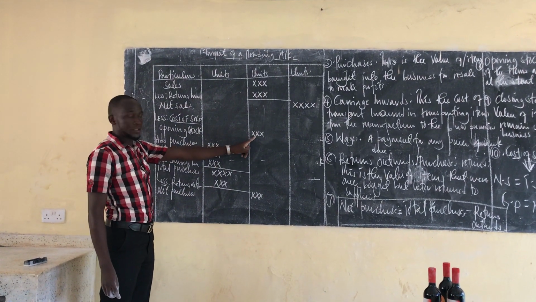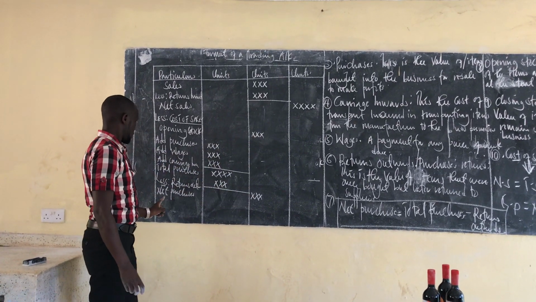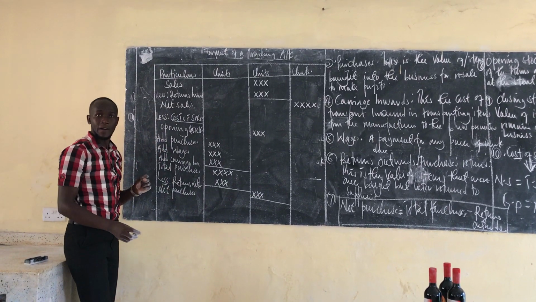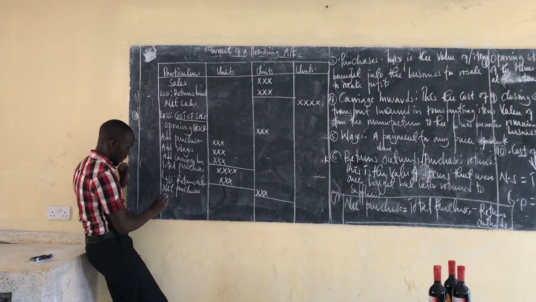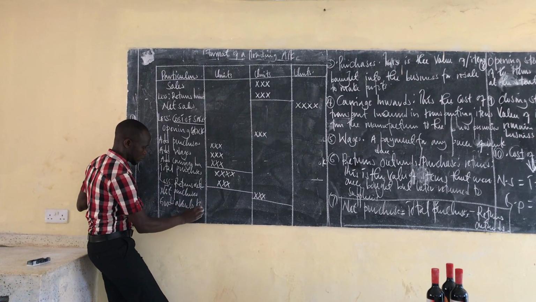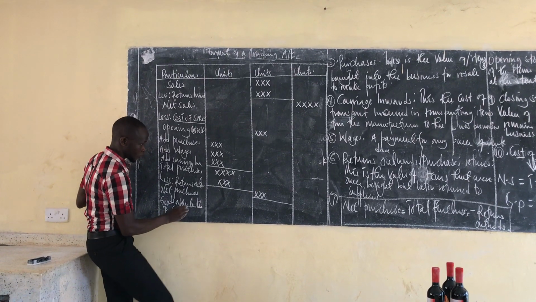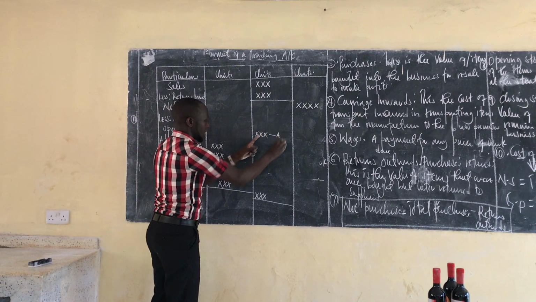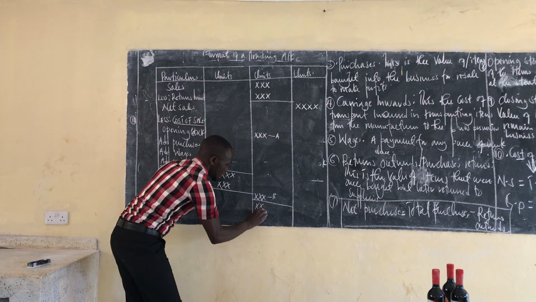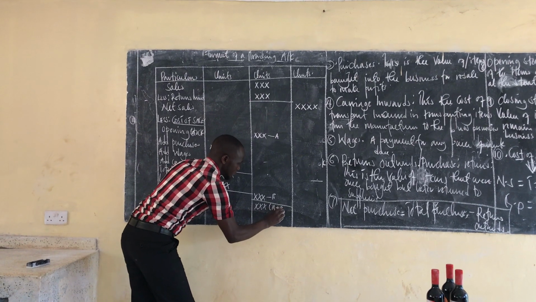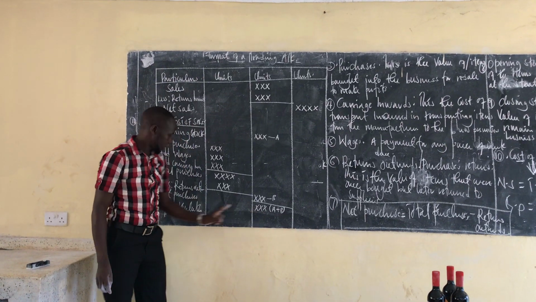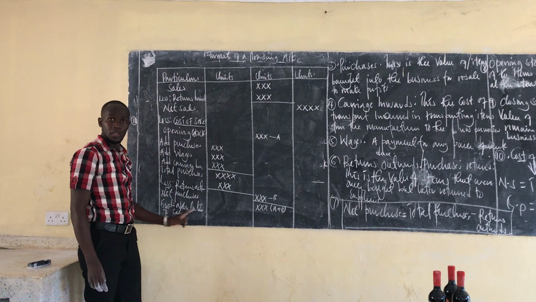Now, when you get opening stock, add on the net purchases. The figure we get is always called goods available for sale. If this is A and this is B, goods available for sale equals A plus B. You get opening stock, add on net purchases. The figure you get is called goods available for sale.